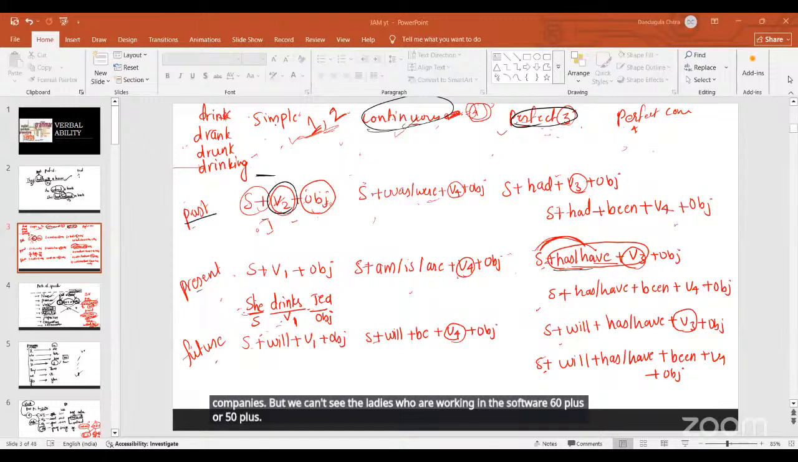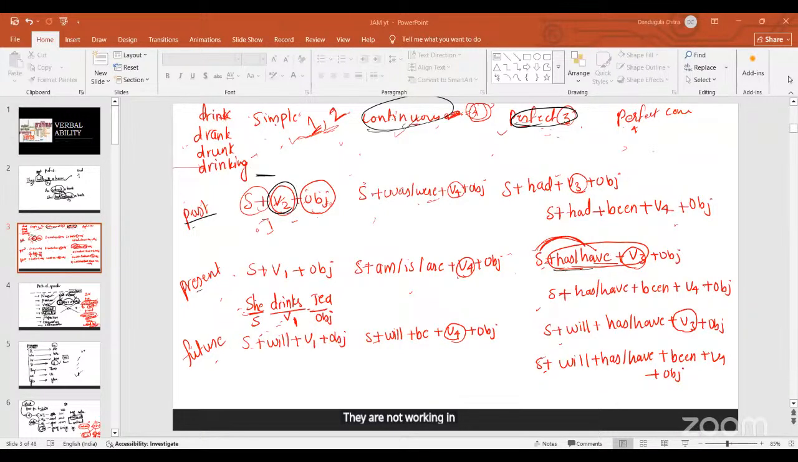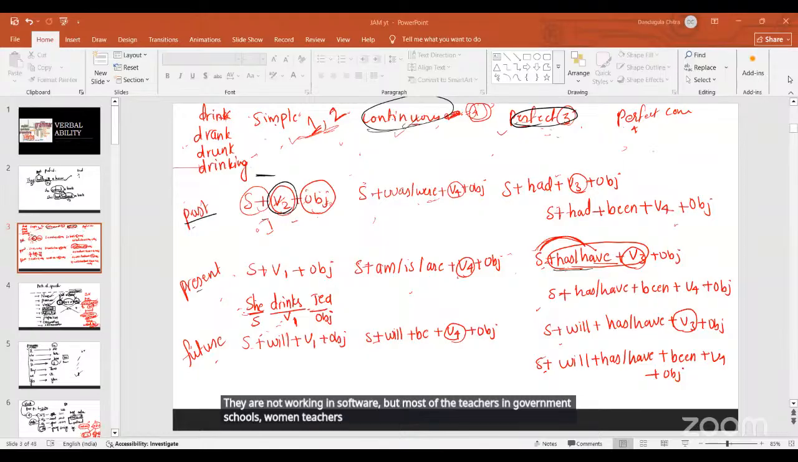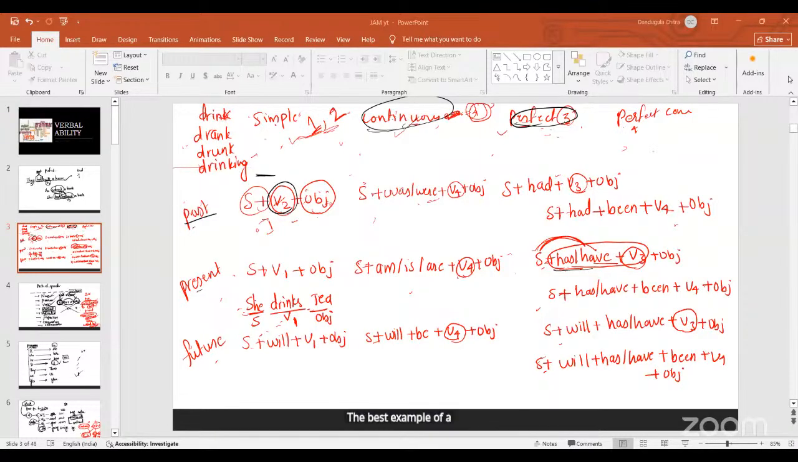They are not working in software, but most of the women teachers in government schools are above 50. We can see them in government schools and government hospitals. Even women are working after 50, right? Not only men. Our best example of a woman in healthcare is Mother Teresa, right? And another best example is Sunita Williams.